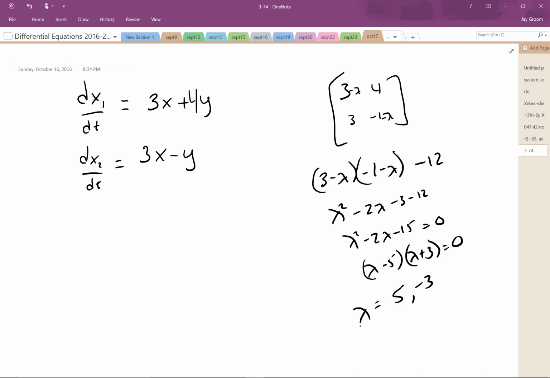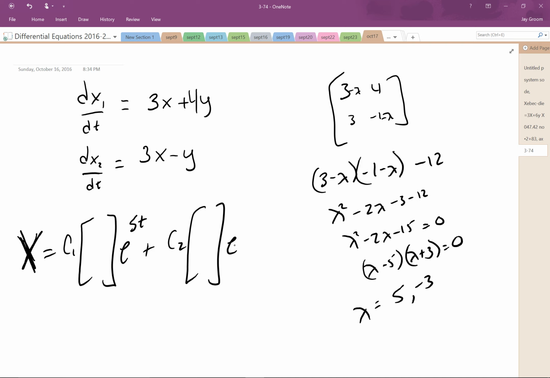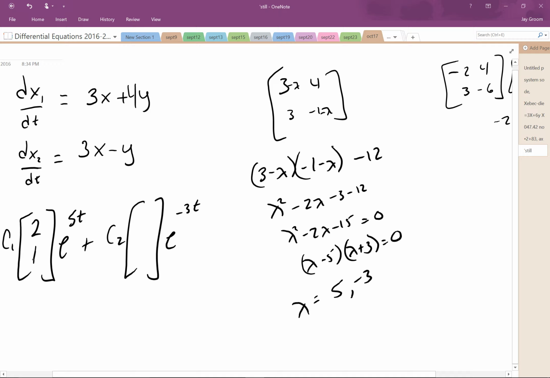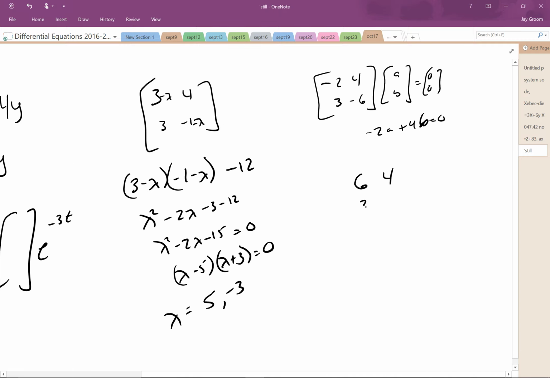Okay, so I know that my form is of, I'm just going to write this way this time, big X is equal to C1 e to the 5t plus C2 e to the -3t. So let's see if we can do it straight from here. If we put a 5 in there, we're going to get -2 and 4. And you're going to get 3 and -6. So that's a 2-to-1 relationship, yes? A, B, 0, 0. So -2a plus 4b equals 0. So I want this one times 2 and that one times 1. So if you put in a -3, you're going to get 6, 4, 3, 2, which gives the same relationship.